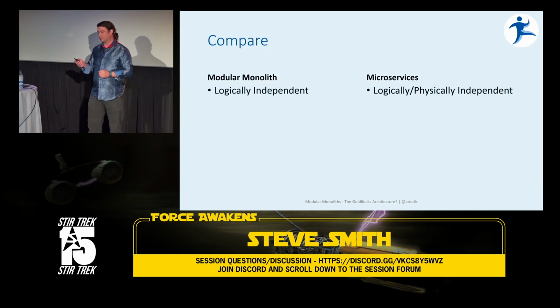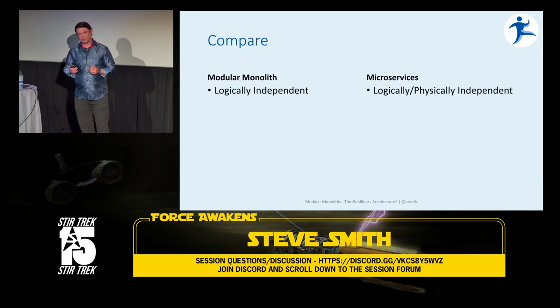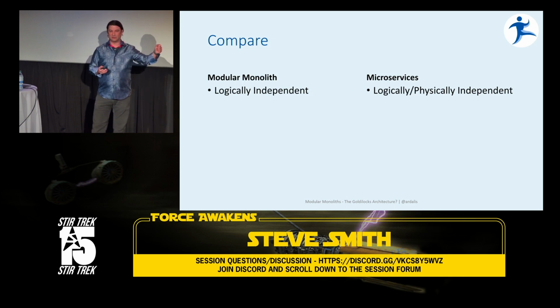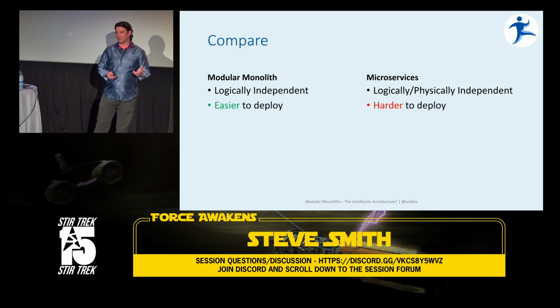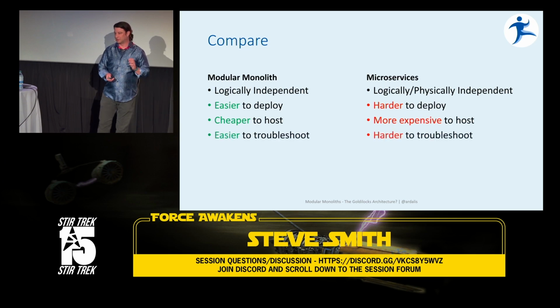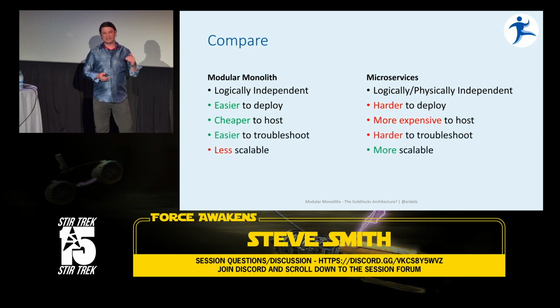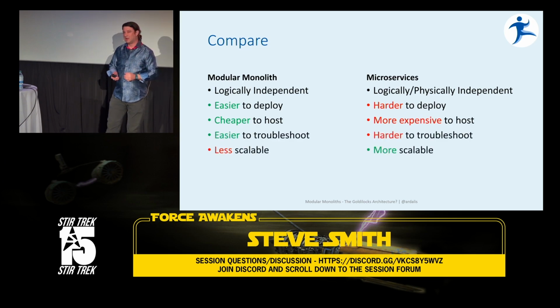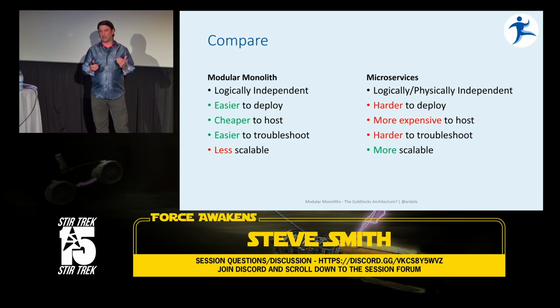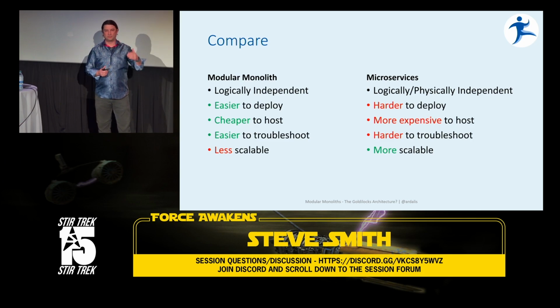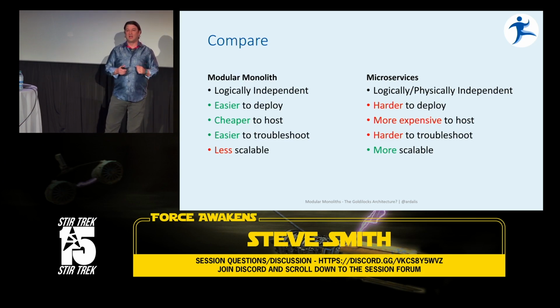All right, so let's compare. We've got modular monoliths, which are logically independent, but they're physically deployed together, whereas microservices are physically independent. Monolith is going to be easier to deploy, cheaper to host, easier to troubleshoot. It's less scalable, right? So this is one of those trade-offs. You can scale monoliths quite well up, right? Add more hardware, give it a better processor, throw more memory at it, and out, right?